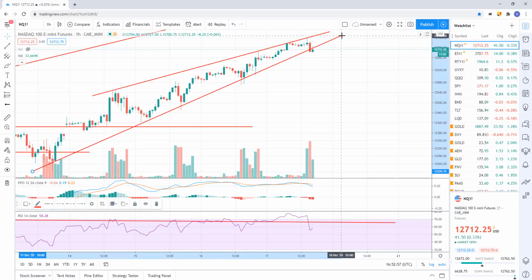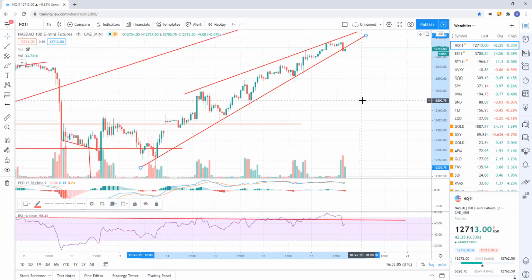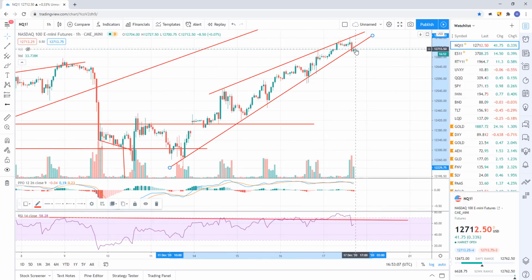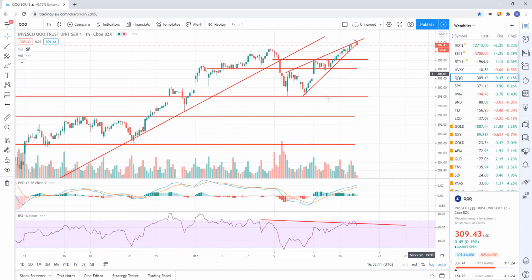The wedge is now getting pretty mature, so typically you see a break, a decision or a move when you get this extended within the wedge. So I'm still looking for that breakdown. Let's look at the Qs here.